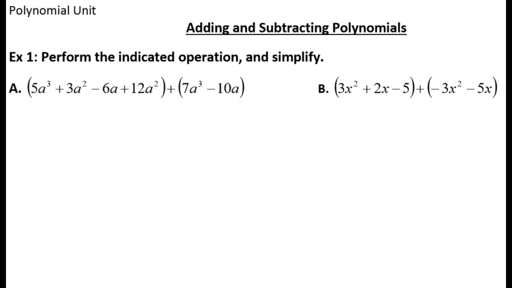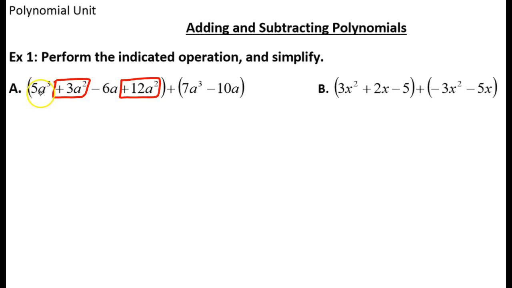So I notice that I have 5a to the third plus 3a squared minus 6a plus 12a squared, added with 7a to the third minus 10a. The first thing that I want to do in this problem is, if I can simplify within the parentheses first, I want to do that. And the first thing that I notice is that I have a positive 3a squared and a positive 12a squared. So I'm going to rewrite this first set of parentheses by combining like terms.